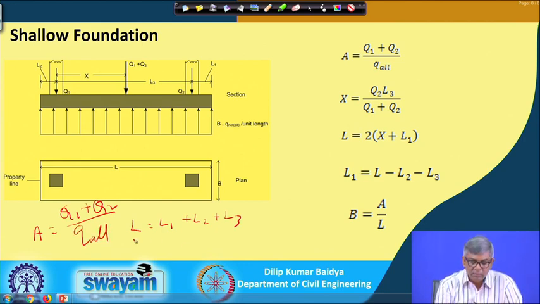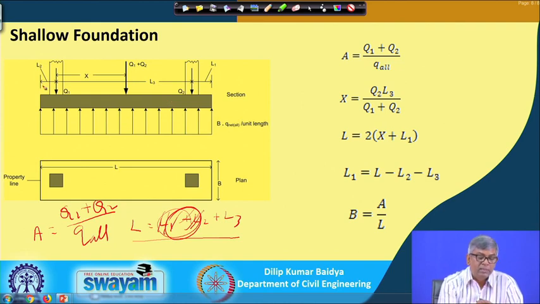Okay. Now L1 and L2 may not be known. Suppose L3 is known and one of them, L1 or L2, is known. So, first the area is calculated from this equation.